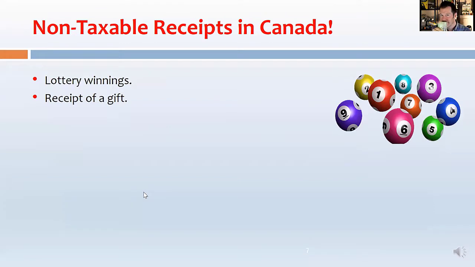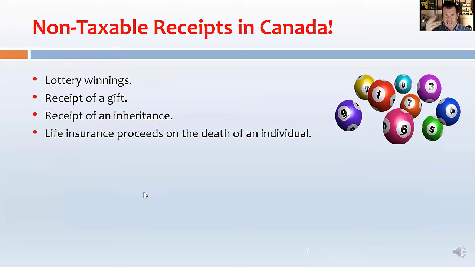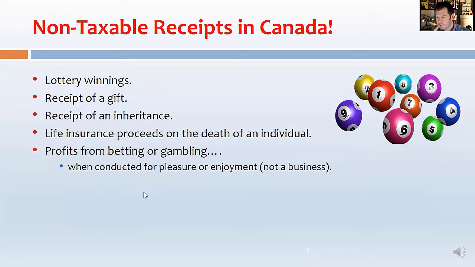Great, non-taxable. What else do we have here? Inheritance. Guess what? Tax-free. Now, the person who's paying the inheritance, there may be some tax for them, depending on what kind of inheritance you're receiving. If it's a bunch of property, there's going to be tax on that. If it's just money, it's no problem. Life insurance proceeds on the death of an individual. If a loved one dies and you receive insurance proceeds, you don't have to pay tax on that.